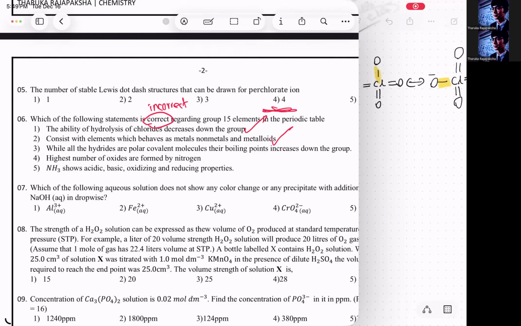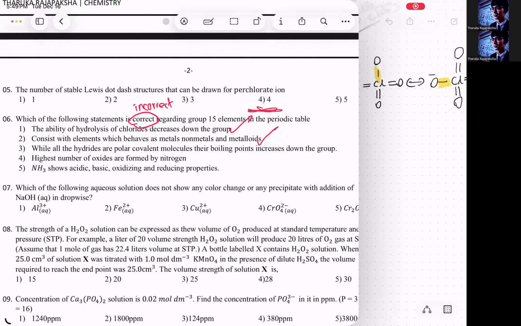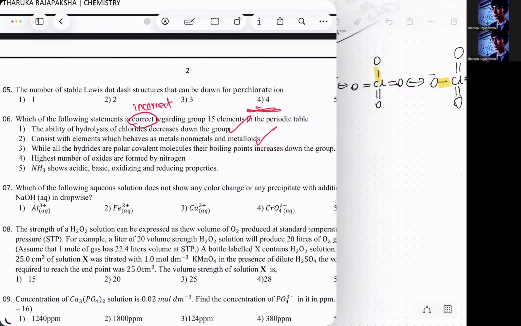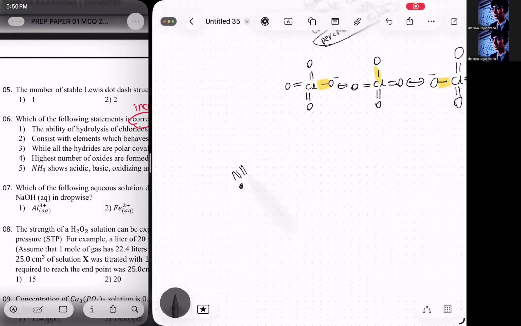Now, first statement correct, second statement also correct. While all hydrides are polar covalent molecules, their boiling point increases down the group. You can't tell it like that because ammonia has a larger boiling point than PH3.